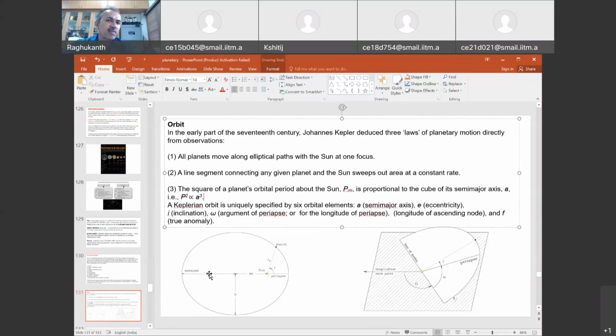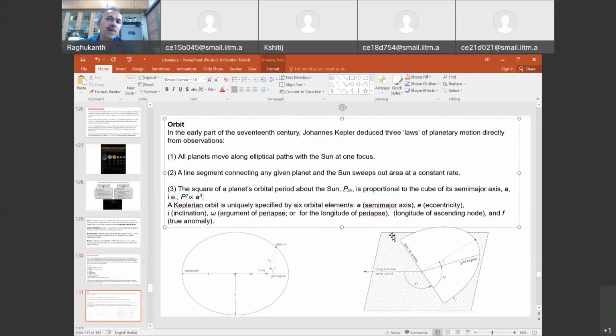So you can see in this figure, A is the semi-major axis. I hope all of you know these words, right? Apoapse and periapse. Apoapse is the farthest distance, whereas periapse is basically the smallest one. That's how it is defined. So A is the semi-major axis, B is the minor axis, and then e is the eccentricity of a planet.